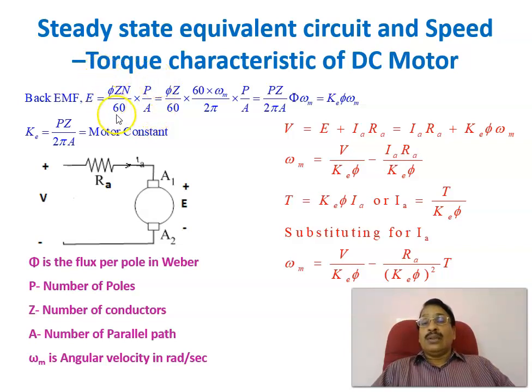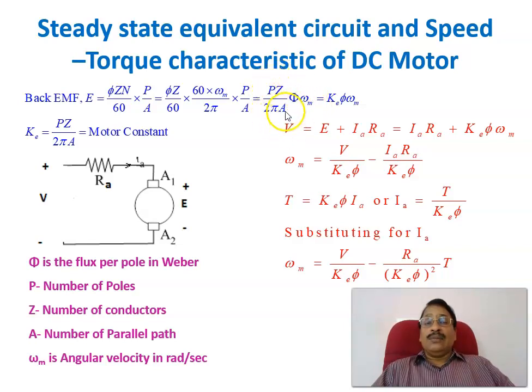Therefore, this is the equation for the induced EMF or the back EMF, of course, the back EMF in the case of a DC motor, which is equal to phi ZN divided by 60 into P by A. Substituting for N in terms of omega, we will be getting it is equal to 60 into omega M divided by 2 pi into P by A, or that is equal to PZ divided by 2 pi A into phi into omega M.